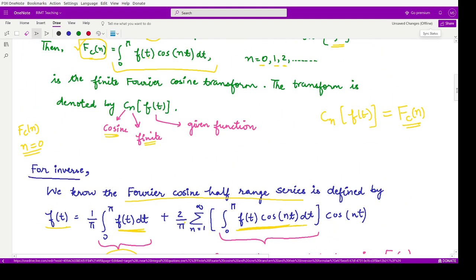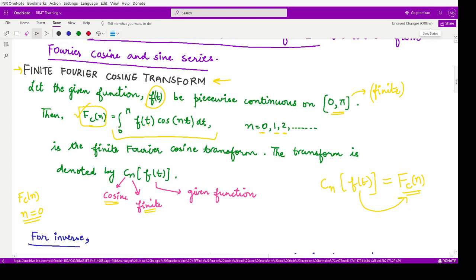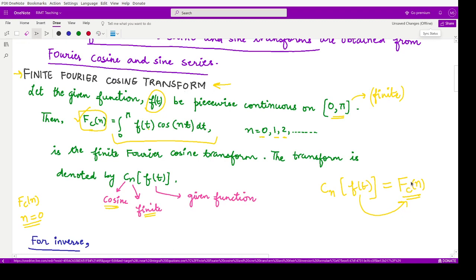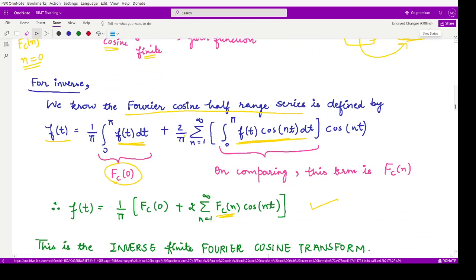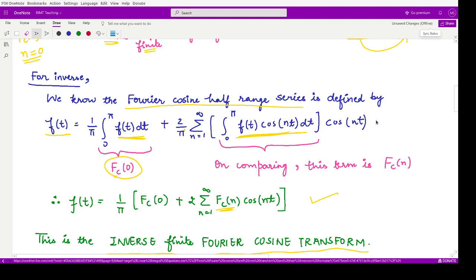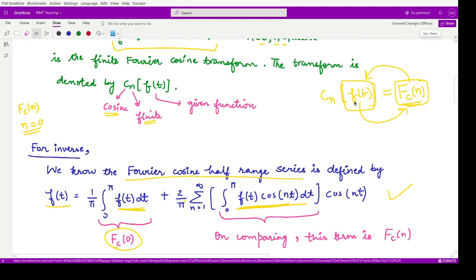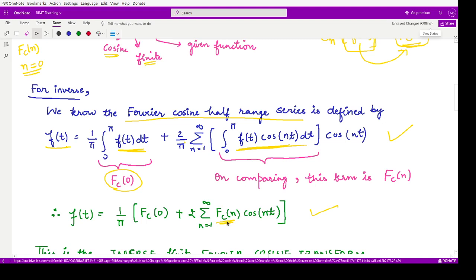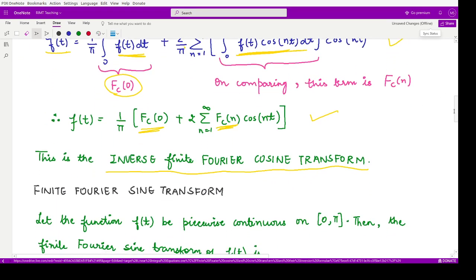So what we have done is shifted from f of t to Fcn when we applied this finite Fourier cosine transform. But for reversing it, we have to move from here to here. That means we input these quantities and we get the output of this quantity. So this inverse operation is defined through a series of this kind. That means you obtain the expression for f of t using this expression. Here you have Fcn inputted into the series and Fc calculated at the point 0. So this is the inverse finite Fourier cosine transform.